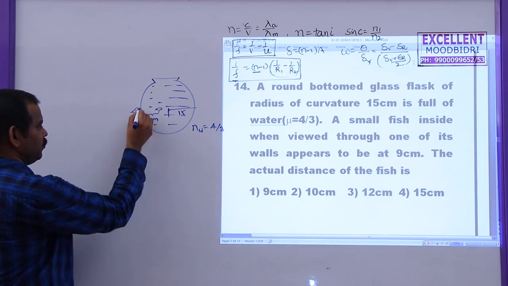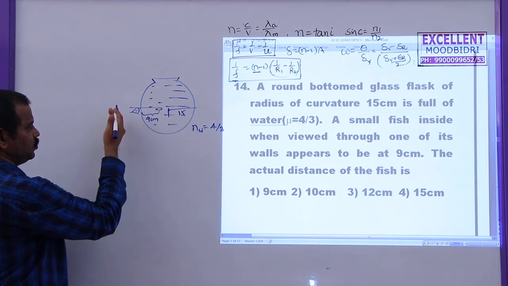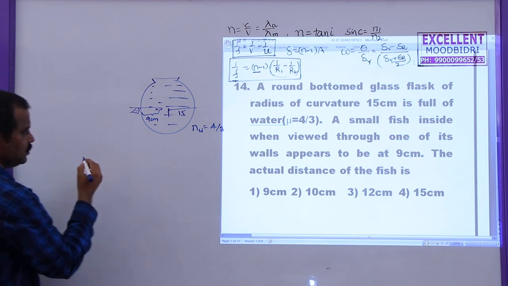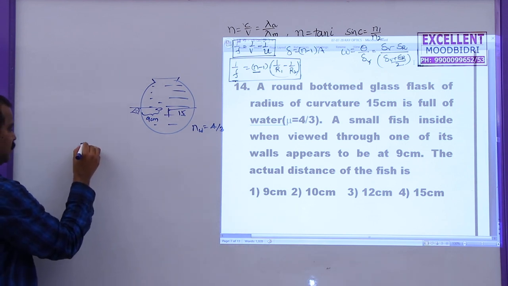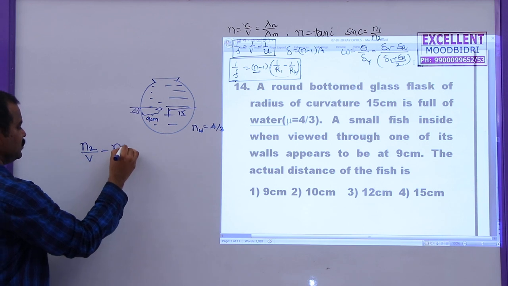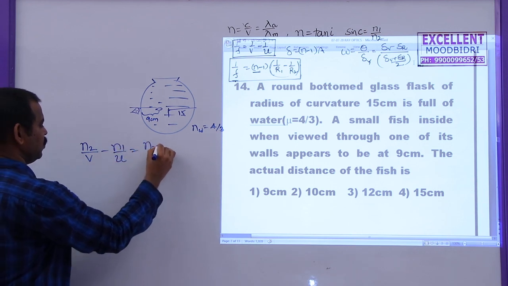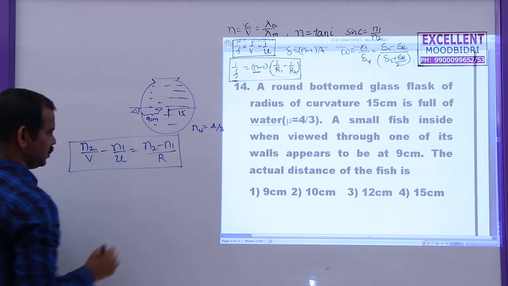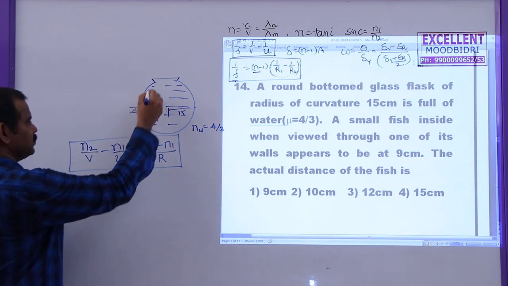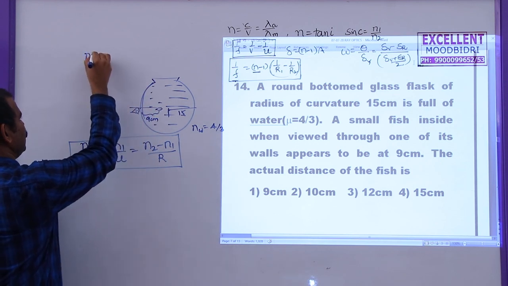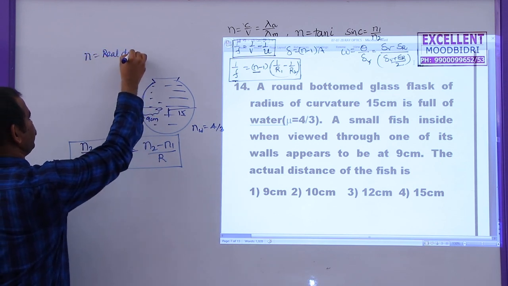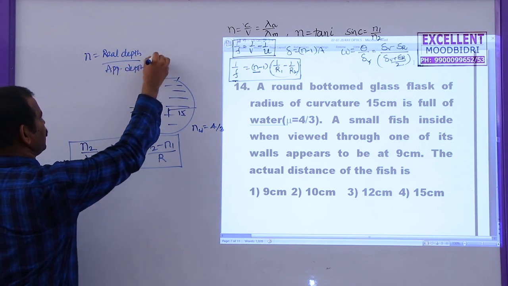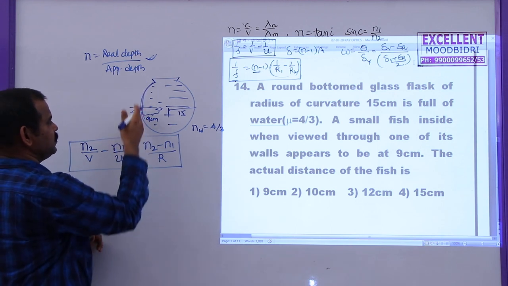Now, whenever you see this from the normal, it appears to move towards the observer, so it should be more than 9. We know the formula n2 by v minus n1 by u is equal to n2 minus n1 by r, a fixed formula for refraction at a spherical surface. Here you should not use the formula n is equal to real depth by apparent depth. You can use this formula only if the surface is a flat surface.